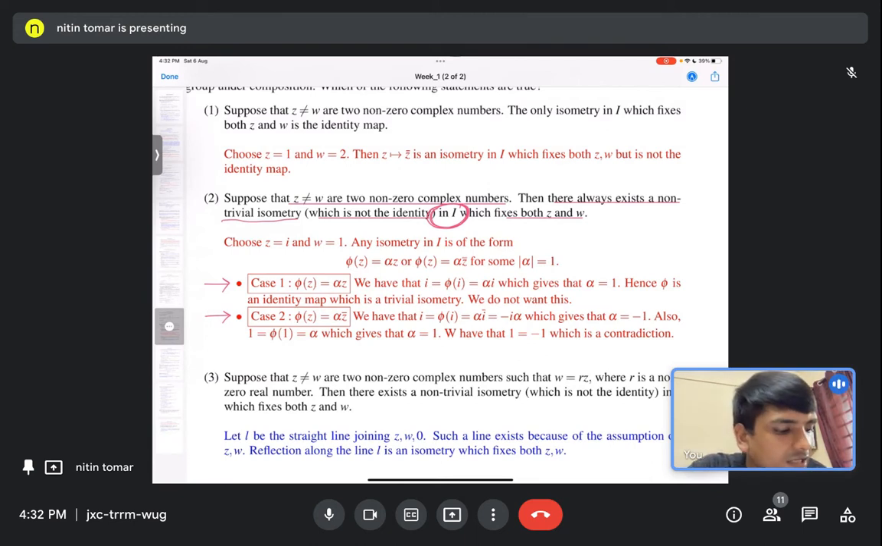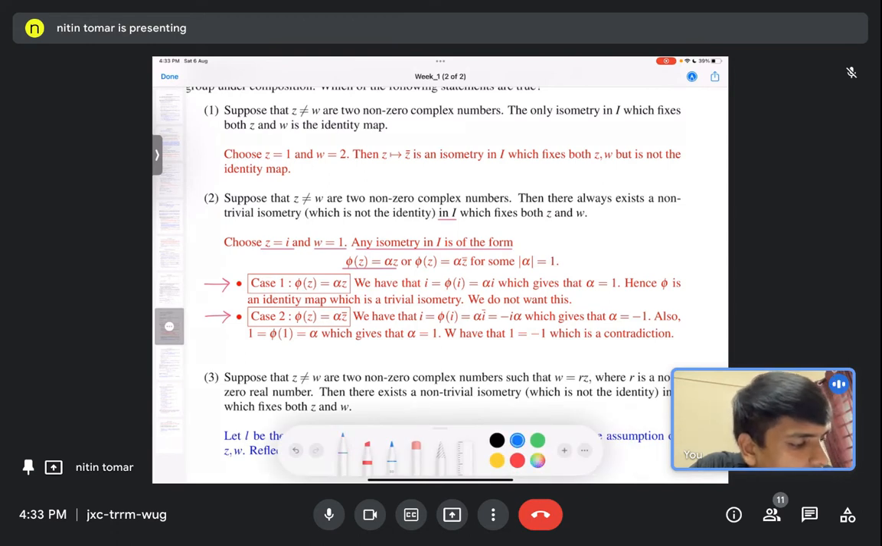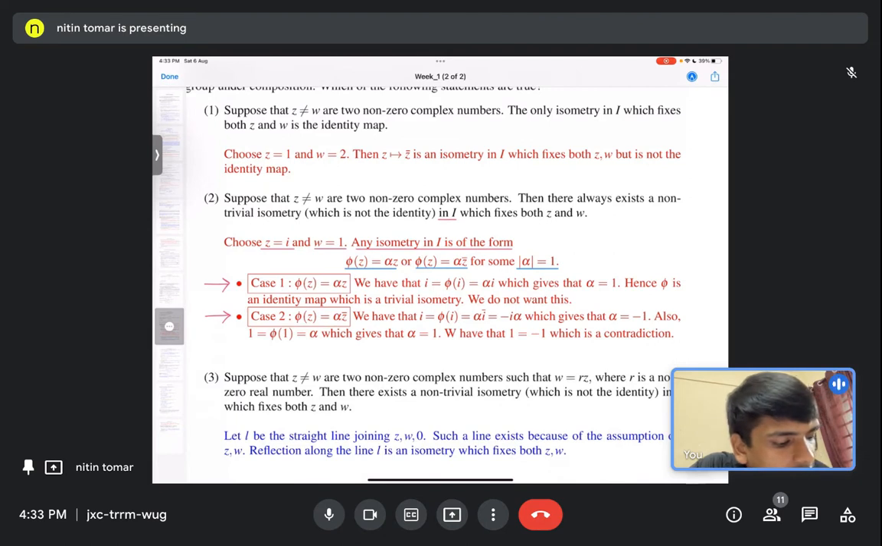So take z equal to iota and w equal to 1. Any isometry in I, because we want an isometry in I, right? It is given. So it is either z goes to alpha z, or it is z goes to alpha z bar for some alpha with mod equal to 1. Now let's consider case 1.